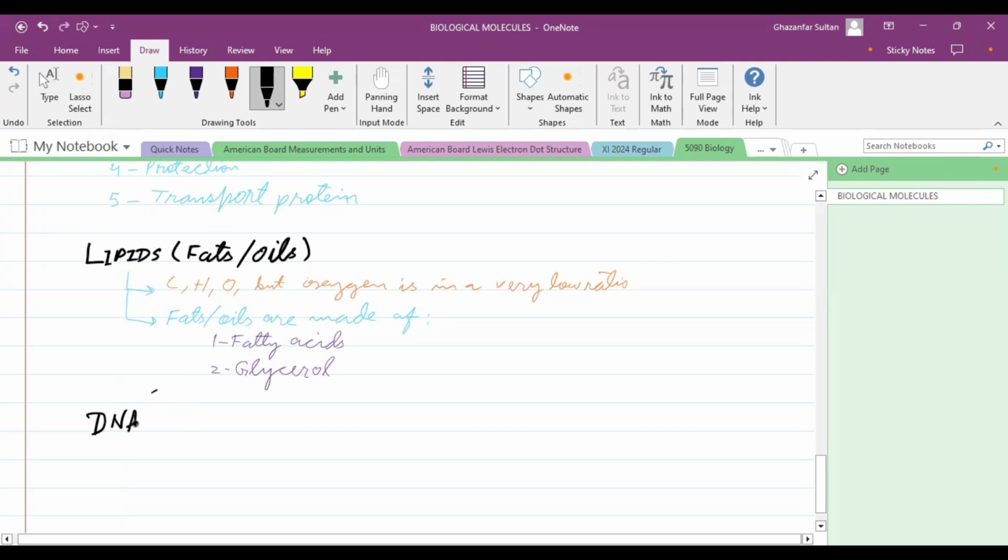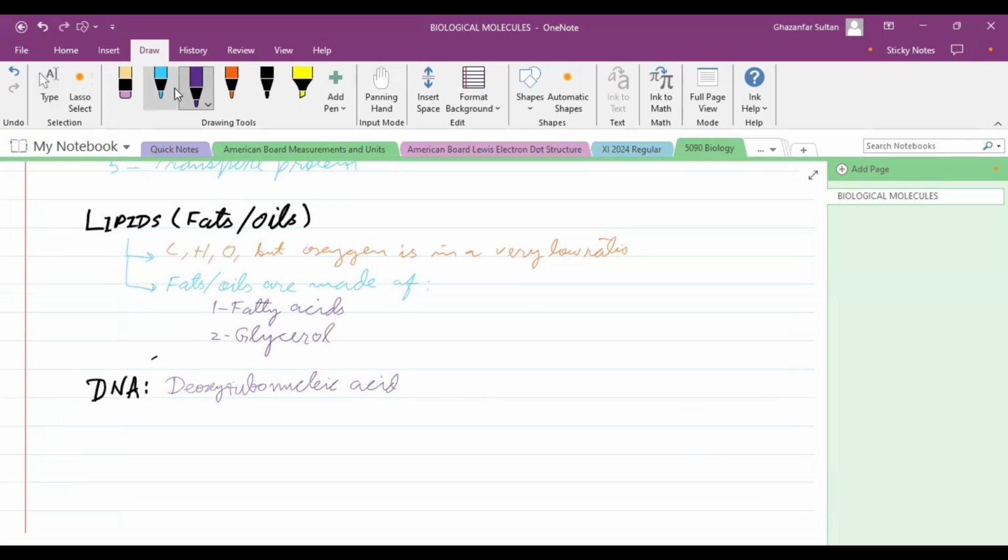DNA. DNA stands for deoxyribonucleic acid.